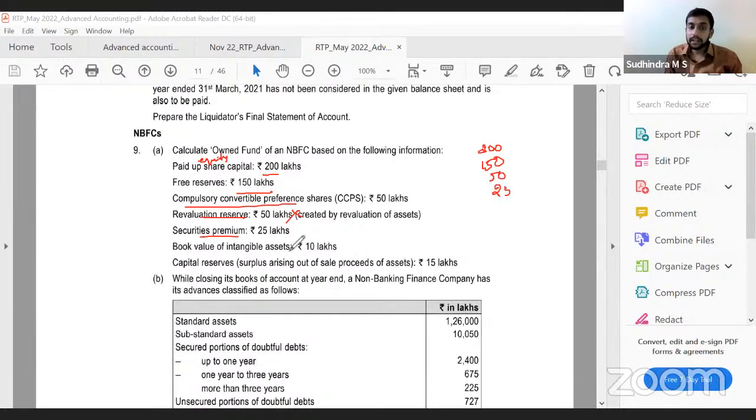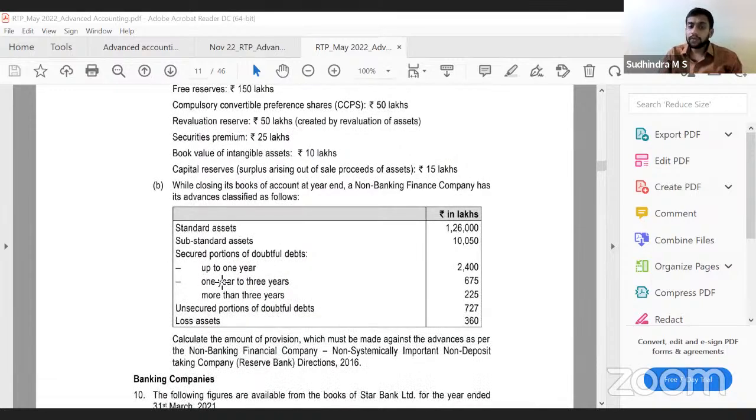Securities premium. Yes. Book value of intangible asset 10 lakh. What should I do? Reduce. Reduced. Correct. Capital reserve surplus arising out of sale proceeds of assets 15 lakh. Add. Consider. So with this, I'll get own funds. You're asking only own funds, not net own funds. Right? So simple calculation.